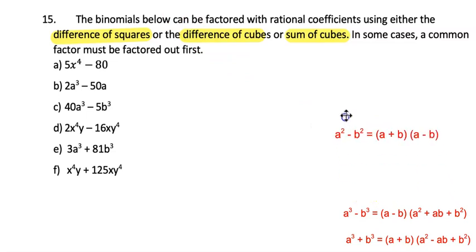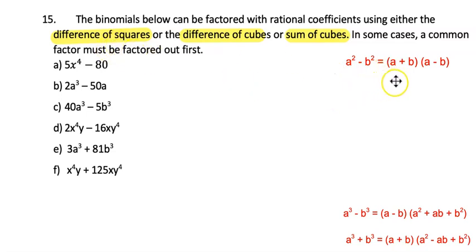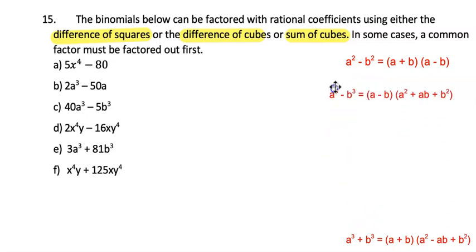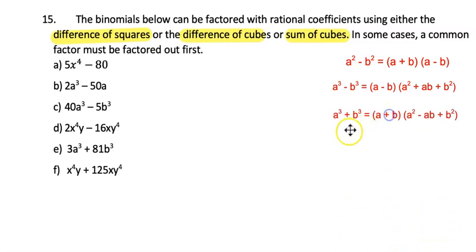See, this is a square minus b square, difference of squares, and that is the formula. In fact, it is an algebraic identity. A plus b times a minus b gives you a square minus b square. Then the second one is the difference of cubes. A cube minus b cube is equal to a minus b times a square plus ab plus b square. And the third one, a cube plus b cube. See, this is the sum. They are adding, correct? So that is a plus b times a square minus ab plus b square.